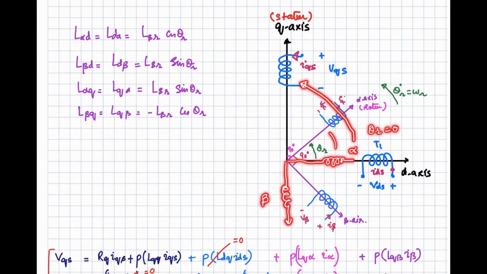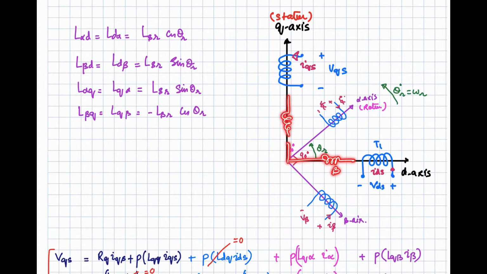And when it rotates and theta r becomes 90 degrees, at that time the beta winding will be over here and the alpha winding will be over here. So this is theta r equal to 90 degrees. Theta r is 90 degrees, so the two windings, alpha and the q axis, are aligned. It means maximum flux linkage.